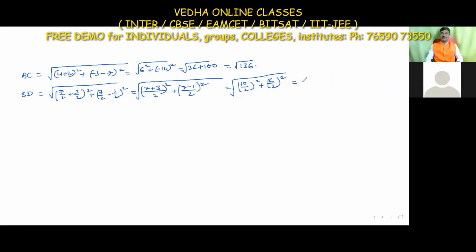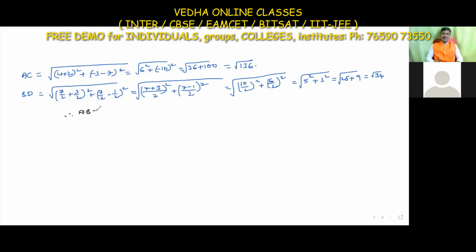What is 10 by 2? 5 square, 25. And 6 by 2? 3 square, 9. Root of 25 plus 9, how much? 34. Root 34 and root 136, are they equal or not? Not equal. These two are not equal. So it is confirmed.